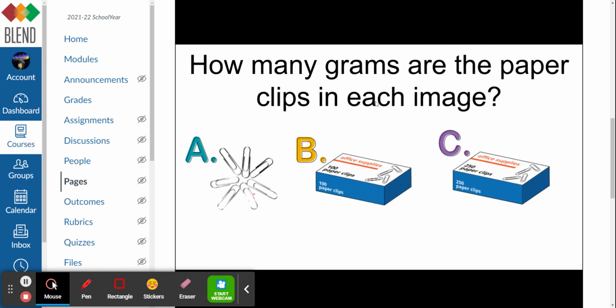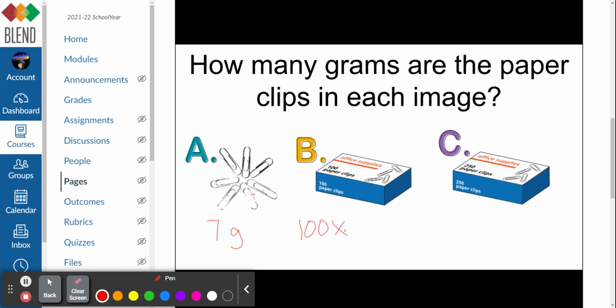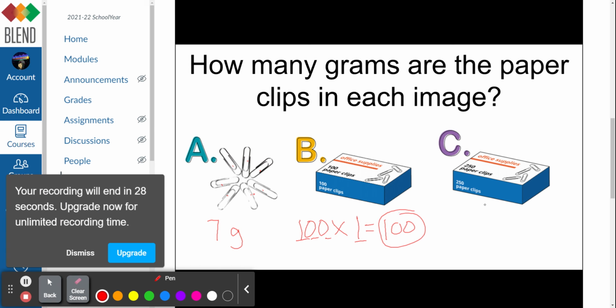So let's figure out how many grams are the paperclips in each image. We can count these. We have 1, 2, 3, 4, 5, 6, 7. So we have 7 grams. On this one, we have 100 times how many? 1 gram equals, we can do the zeros trick. 1 times 1 is 1, and then 0, 0. 100, so that's 100 grams. And then this one, 250 paper clips times 1 gram equals 250 grams.